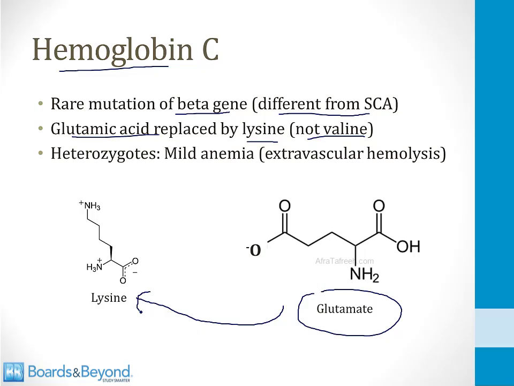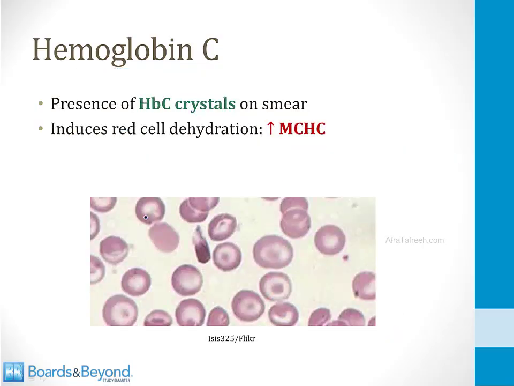sickle cell anemia. It's very rare to be homozygous for the gene for hemoglobin C, but many patients are heterozygotes and they have a mild anemia with some degree of extravascular hemolysis. The classic finding of hemoglobin C in peripheral blood smear is the presence of hemoglobin C crystals. This is an example of one that I'm circling on the screen. These occur because hemoglobin C induces red blood cell dehydration. That leads to the formation of these crystals. It also raises the MCHC, which is another key finding in hemoglobin C.